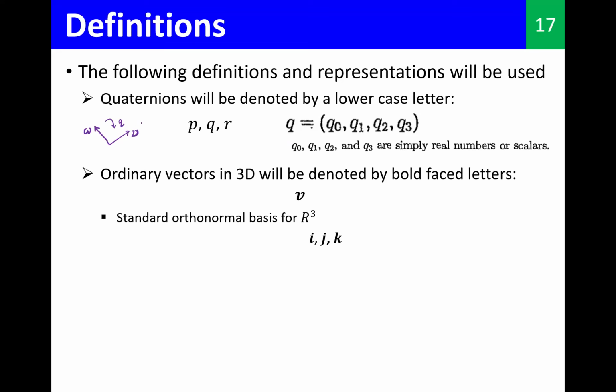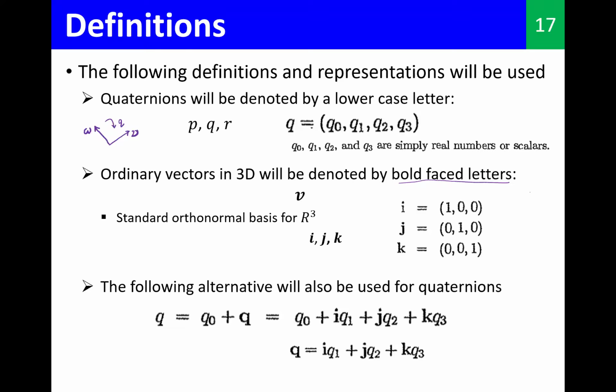So since we are dealing with ordinary vectors and also quaternions, let's denote the ordinary vectors by bold faced letters. And the standard orthonormal basis for R3 we already know, i, j, k. Now this is a little bit tricky because for complex numbers also we have i, and for ordinary vectors also we have i, j, k, which are given by these three orthonormal bases, right? So they will overlap here and there, but don't worry too much about it. Let's see how it goes.